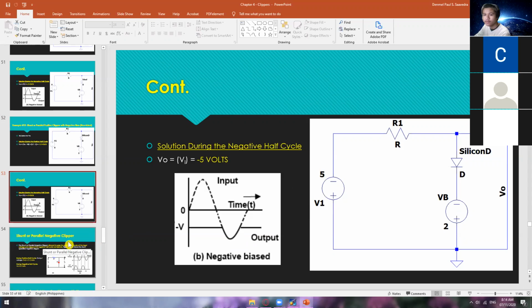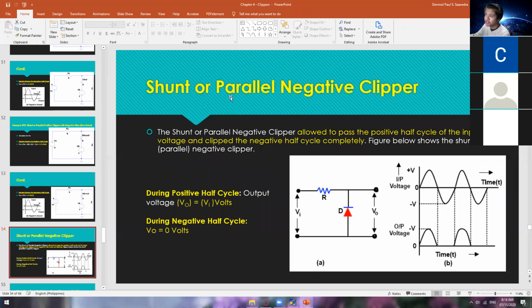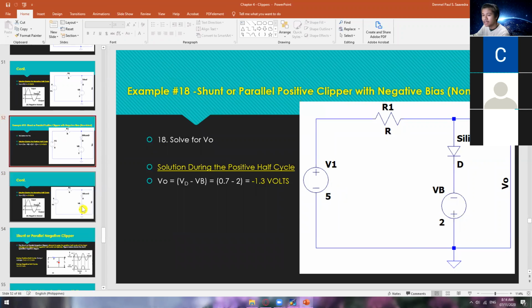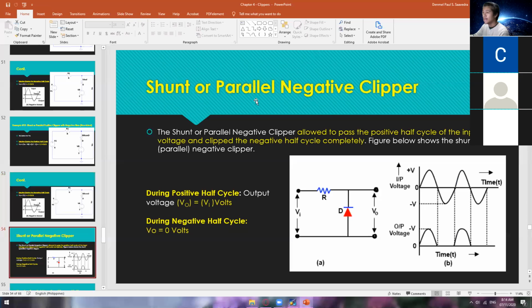The next one is the shunt or parallel negative clipper. If we have a positive parallel clipper, we also have a negative clipper. I didn't give an example for this one since it's the same idea as the positive clipper. It's just that you have to flip this one. So instead of the other way around, it has to be like this: positive is now connected to negative and the negative is connected to the positive.